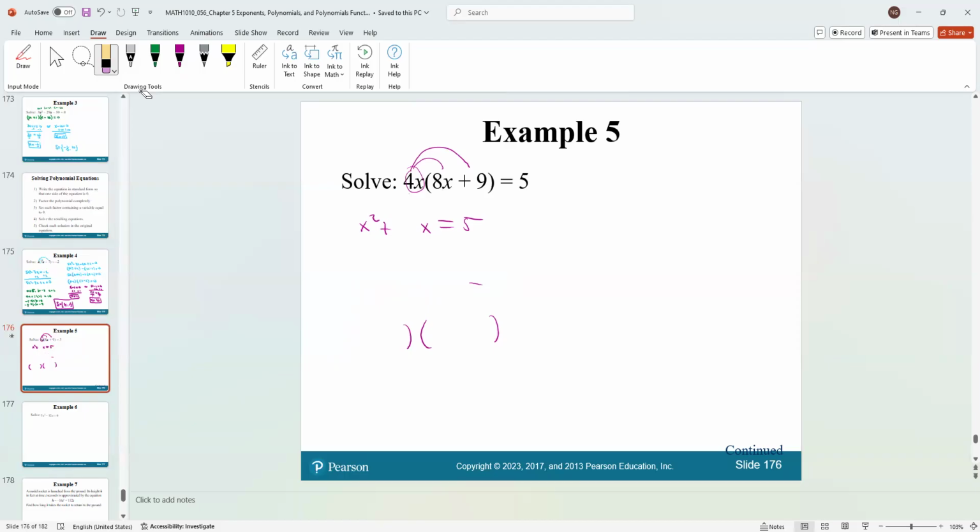4 times 8 is not 40, it's 32. Okay. Let's go with 4 times 8 is 32x squared. And 4 times 9, yes, that's 36. Now, when we subtract 5 from both sides, we end up with 32x squared plus 36x minus 5 equal to 0.